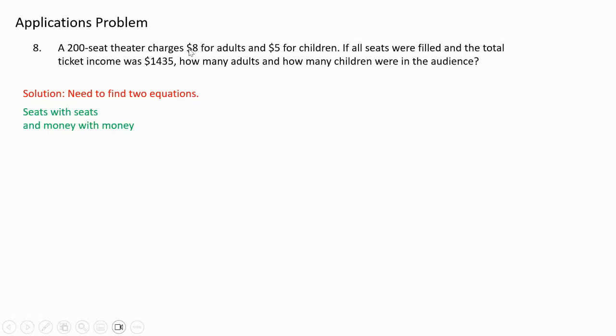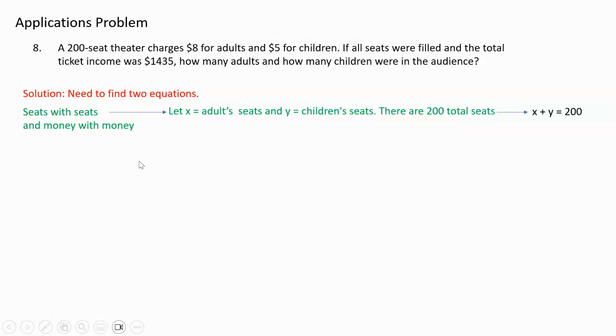Since adults are first, I'm going to let that equal x. Since the children are second, I'm going to let that equal y, or you can use a for adults and c for children. But I want to use x and y because that's the way they show solving systems of equations. So this equation will be x number of adult seats plus y number of children seats equals a total of 200 seats. So it's going to give us x plus y equals 200. That's my first equation.